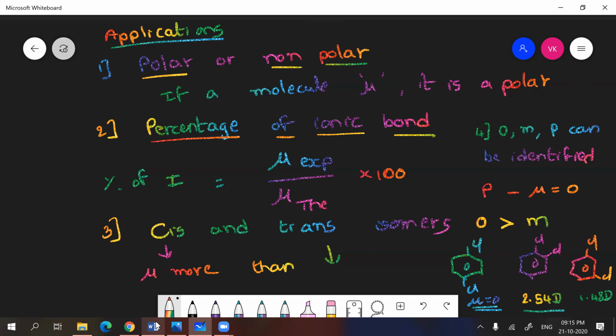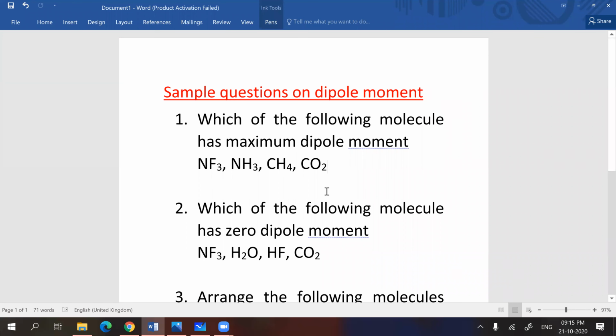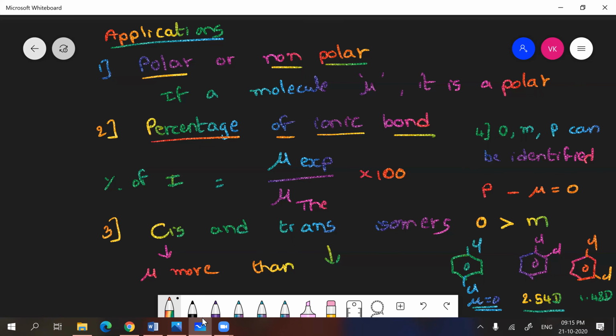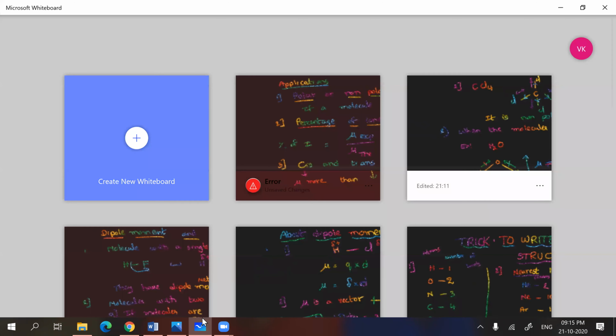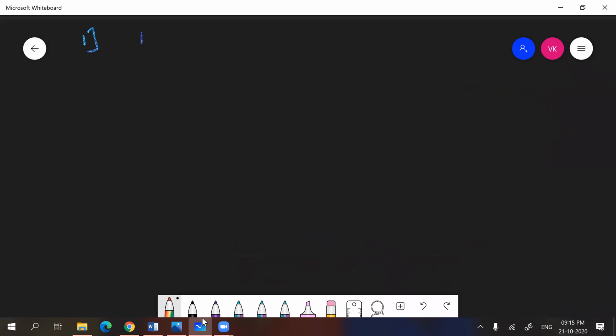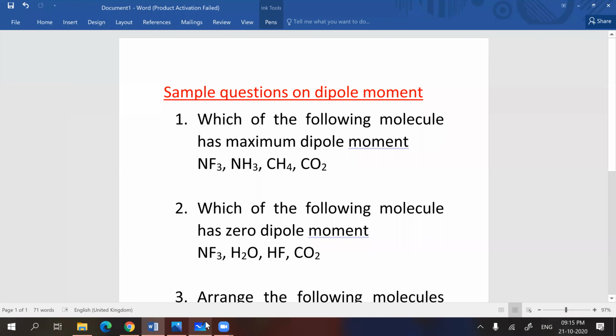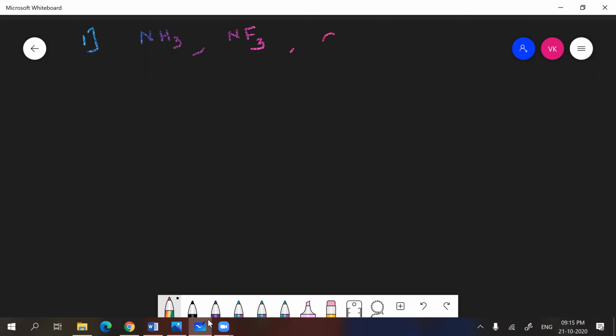Now let us see a few questions on dipole moment. The first question is, which of the following molecules has the maximum dipole moment? They gave you four molecules here. Let me explain the first question. They gave four molecules: ammonia, nitrogen trifluoride, CH4 and CO2. And let us see the structures.